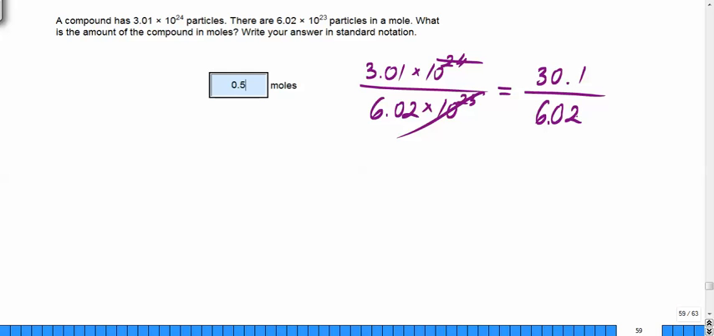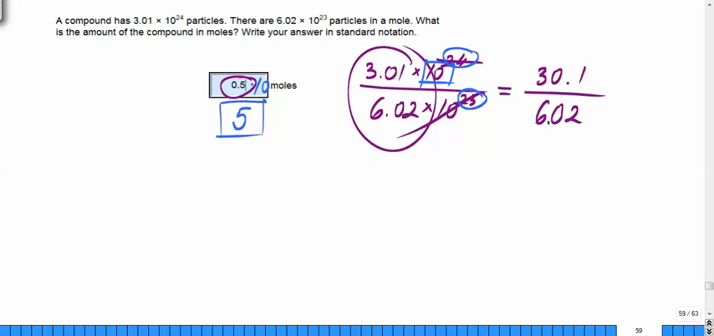6.02, right? And now we know that 6 goes in 30, how many times? 5 times. And if you check, 5 times 6.02 gives you actually 30.1. And that's why the answer here, be careful, is not 0.5, right? Well, you probably divided 3.01 by 6.02, but you forgot about that 10, right? Because 1 was 10 to the 24, 1 was 10 to the 23, you're still left with the 10, which would be 0.5 times 10, and that gives you 5 moles, okay? 5 moles eating the vegetables. All right, let's check another one.